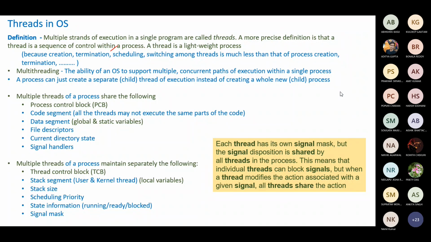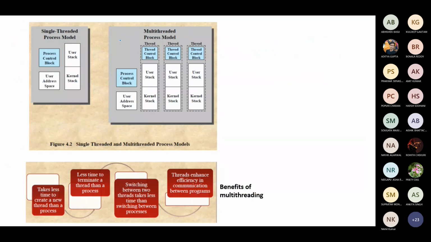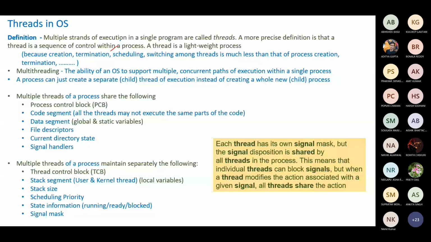A thread in OS is defined as multiple strands of execution. Multiple strands of execution in a single program are called threads. A more precise definition is that a thread is a sequence of control within a process. A thread is a lightweight process. I think you all agree with the definition; we just now mentioned it.